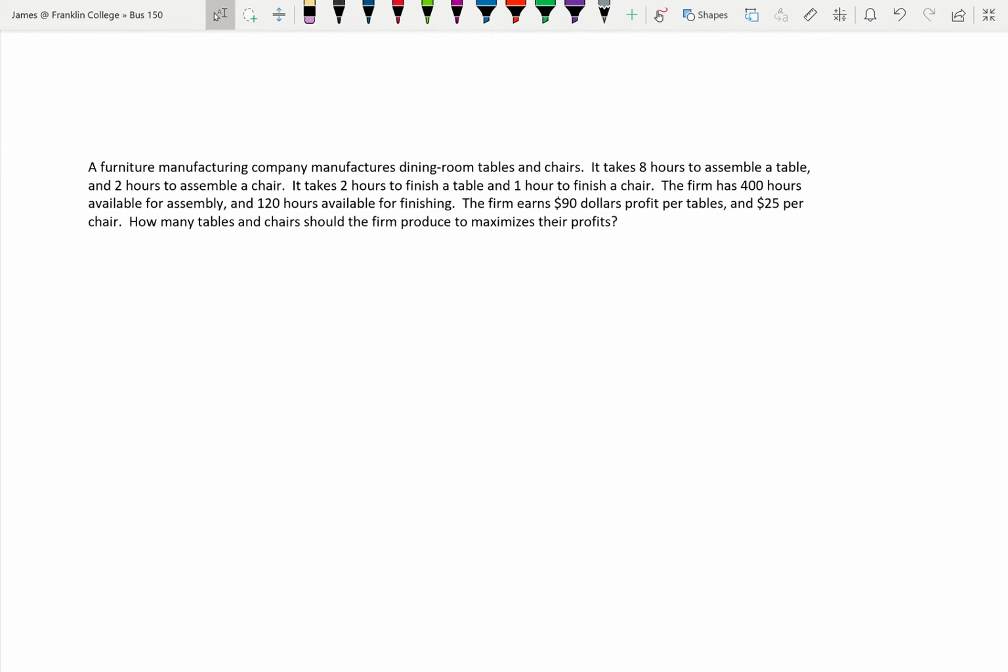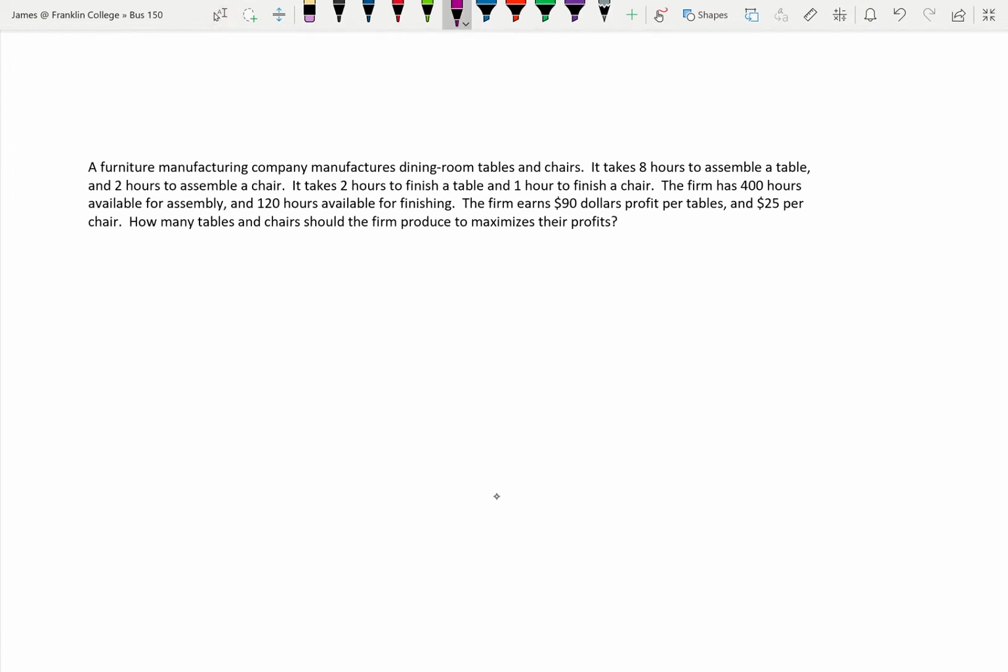A furniture manufacturing company manufactures dinner room tables and chairs. It takes 8 hours to assemble a table, 2 hours to assemble a chair. It takes 4 hours to finish a table and 1 hour to finish a chair. The firm has 400 hours available for assembly and 120 hours available for finishing. The firm earns $90 profit per table and $25 profit per chair. How many tables and chairs should the firm produce to maximize profit?